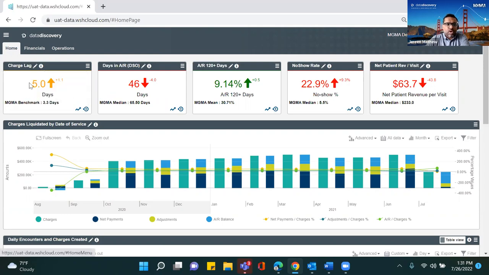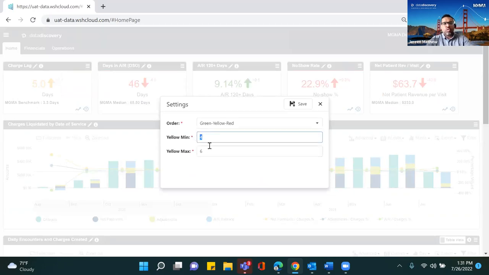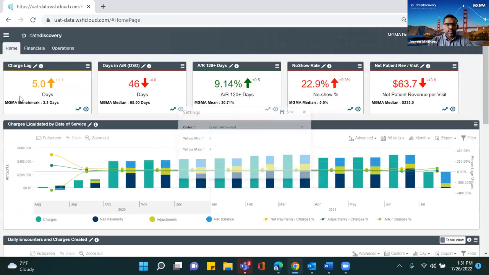I'm on my homepage showing you the smart cards. You can see some of them turn red, some are yellow and green. You can decide what makes it turn red, yellow, or green by deciding what your goals and thresholds are. So if I want my billing to take place in 3 days and not more than 4 days, now you see that 5 days turns it red. It also tells me that it's gone up by 1.1 days since the last time this was reported. It tells you what the MGMA benchmark is. You see here very clearly that MGMA providers across the country are at 3.3 days.